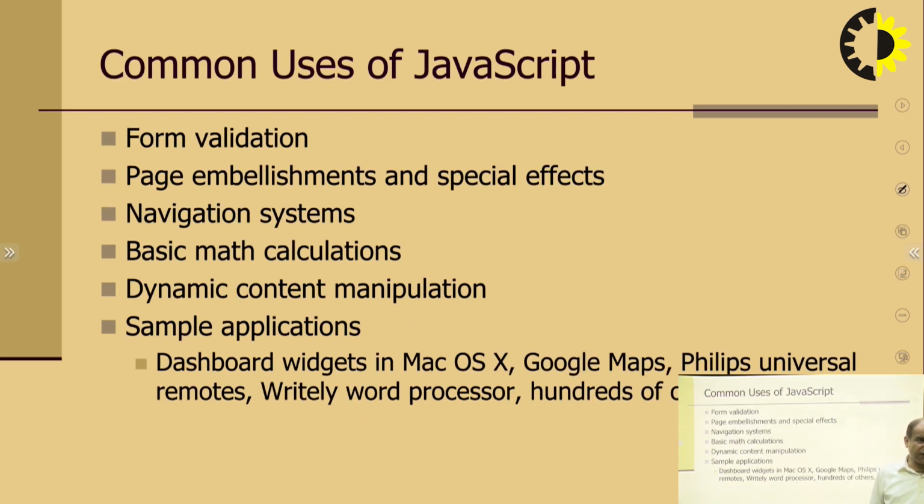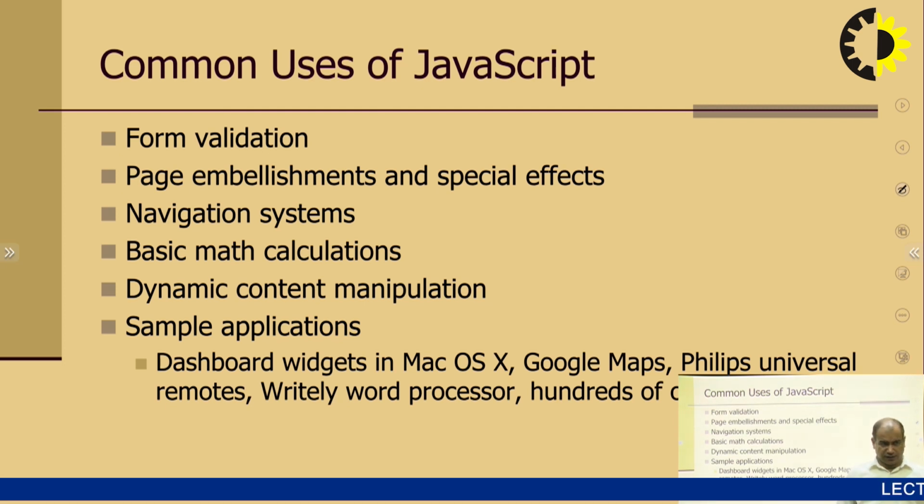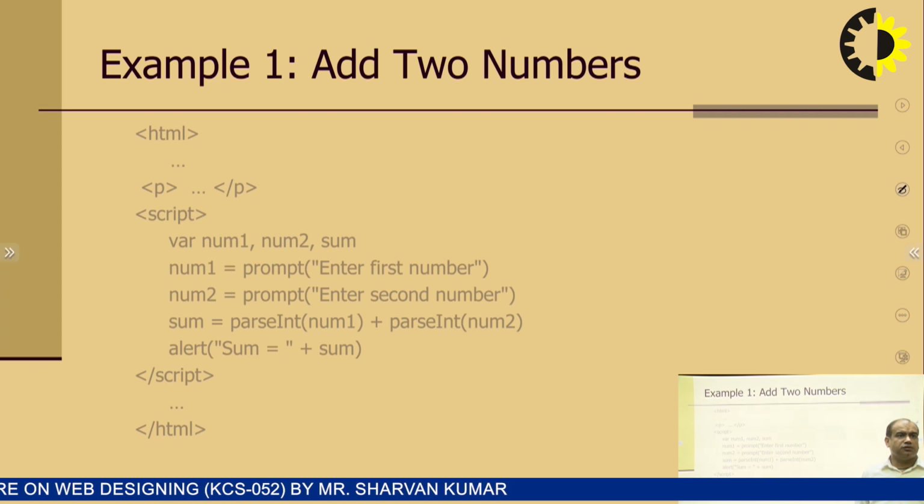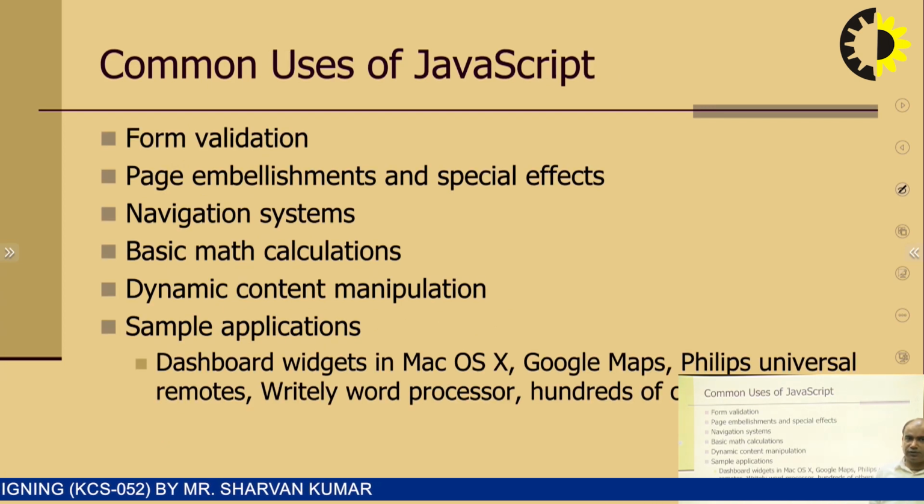Next, common uses of JavaScript. What will be the common uses? Form validation, page embellishment and special effects, navigation systems, basic math calculations, dynamic content manipulation, sample applications like dashboard widgets in Mac OS, Google Maps, Philips Universal Remotes, Writely word processor, and hundreds of other things. I am taking examples of a few of them.